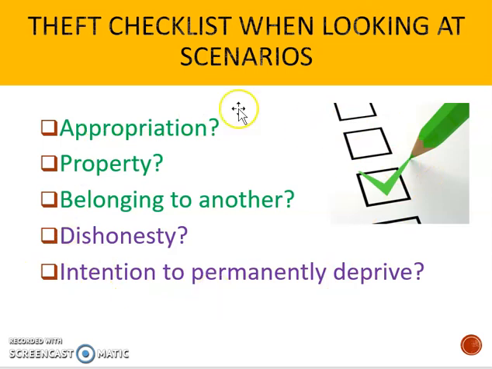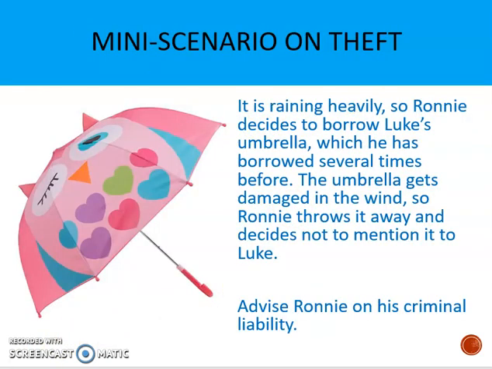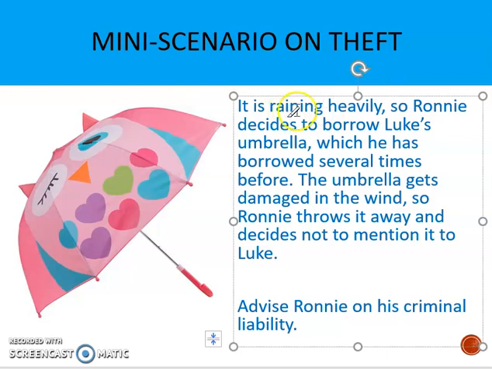So with this in mind, let's go back to the Ronnie scenario and see if we can work out what the answer is. So coming back to Ronnie, and it's useful to highlight as we would in the exam. So I'm looking for all of those elements. So firstly, has there been an appropriation? So he's borrowed Luke's umbrella. So we've got an appropriation there. Sorry, I've not highlighted it all. And the fact it's an umbrella, that's your property. So we've got an appropriation, we've got property. Does it belong to another? Yes, well, it belongs to Luke.